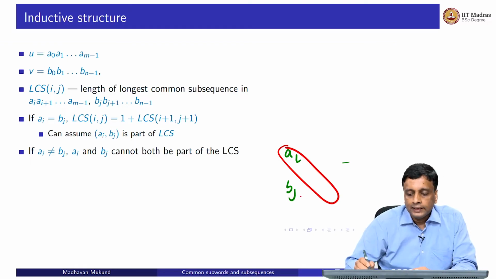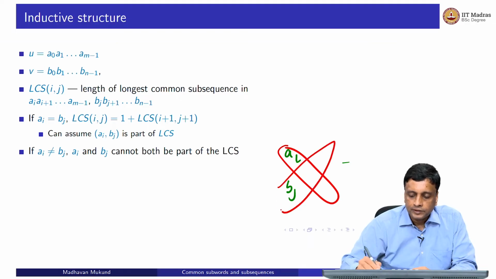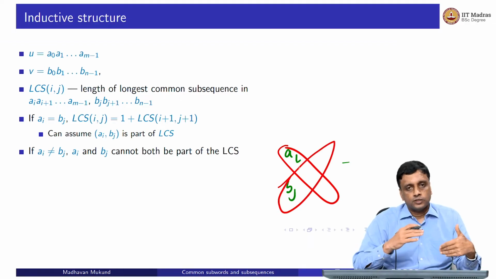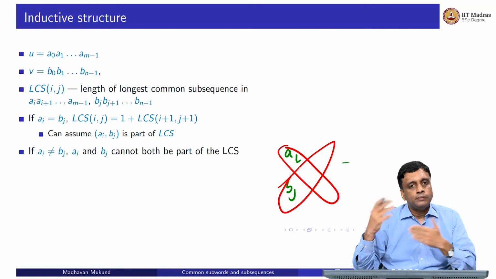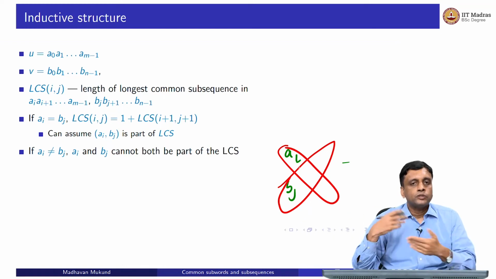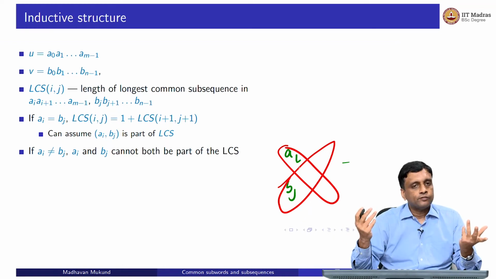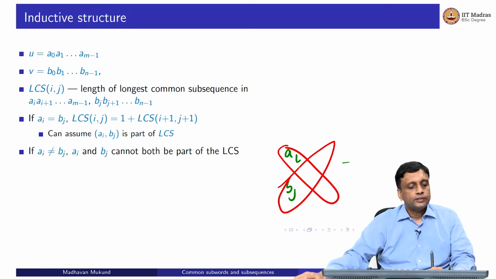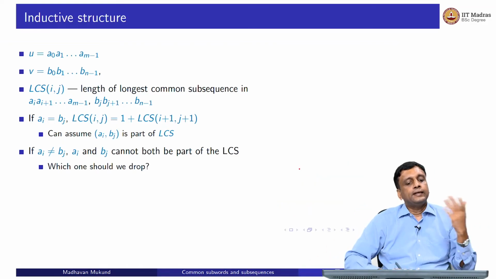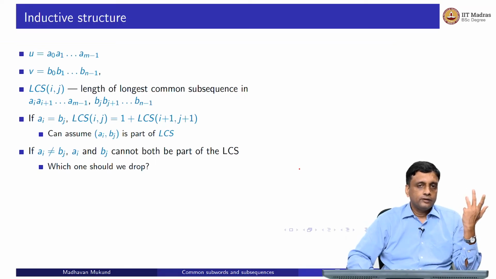But now that's something later. If Bj is matching something, it cannot match up with AI, so it must be matching with something later. So then I have this crisscross, right? If AI is in my solution, Bj cannot be. If Bj is in my solution, AI cannot be. It of course could be that neither of them is in my solution. That's also okay, right? So the question is, what should I do? I have to drop either AI or Bj and proceed.